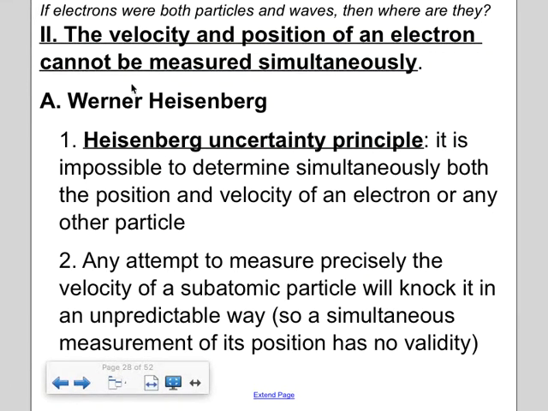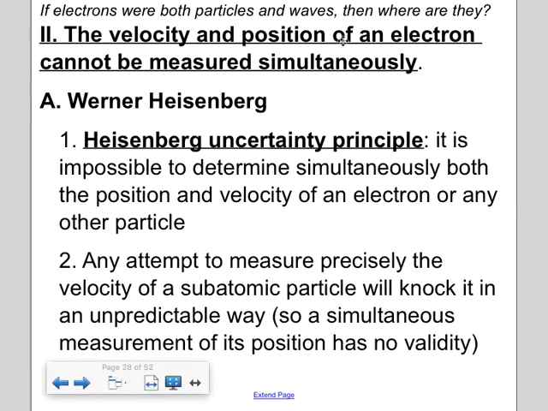Alright, so if electrons were both particles and waves, then where are they? Can we see them? So, unfortunately, it's impossible to figure out an exact location of an electron due to its velocity or its position. Basically, Werner Heisenberg is going to create this principle called the uncertainty principle, where it's impossible to simultaneously determine the position as well as the speed or velocity of an electron in any particle. If you know one, then you are less certain of the other, basically.